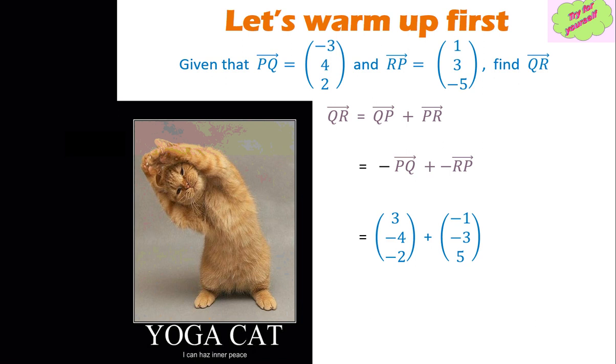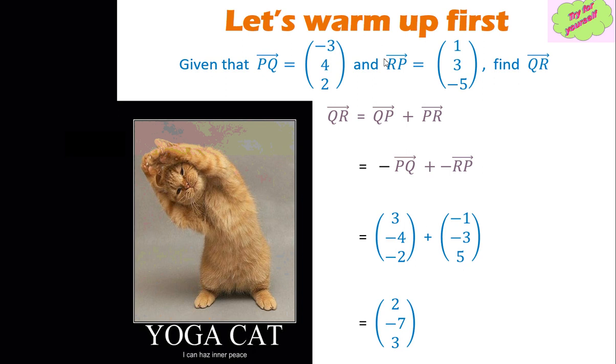So we've got here, this one becomes the negative of this, plus this one, which is the negative of this. So 3 plus negative 1 is 2, negative 4 plus negative 3 is negative 7, negative 2 plus 5 is 3. So that's how you get 2, negative 7, and 3 as your answer.